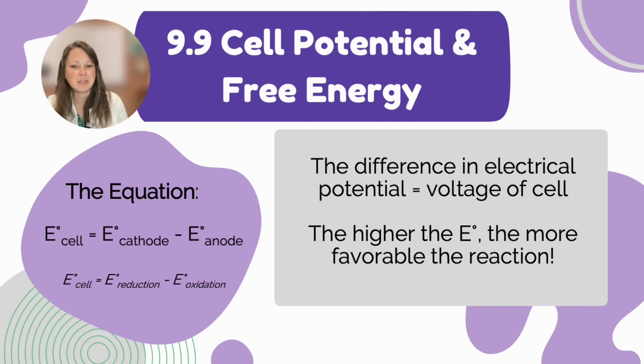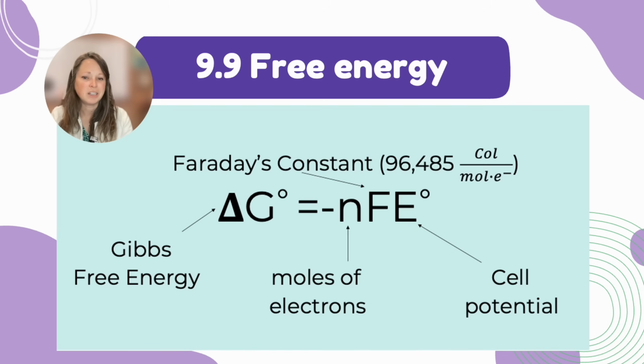All right, this is another thing. So cell potential, how do we calculate it? It's going to be equal to the cell potential at the cathode minus the cell potential at the anode. Again, this is not on the formula sheet, but it's a really simple equation. So definitely one to memorize. The higher the cell potential, or the more positive, the more favorable that reaction.